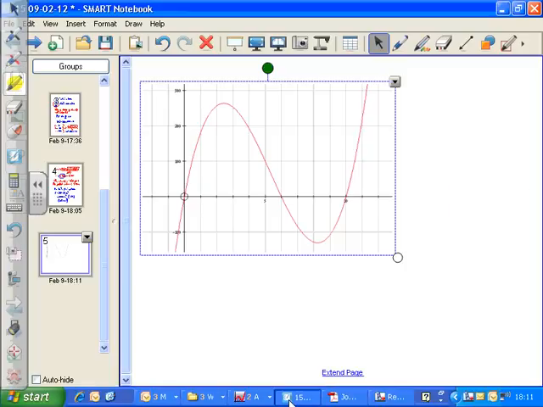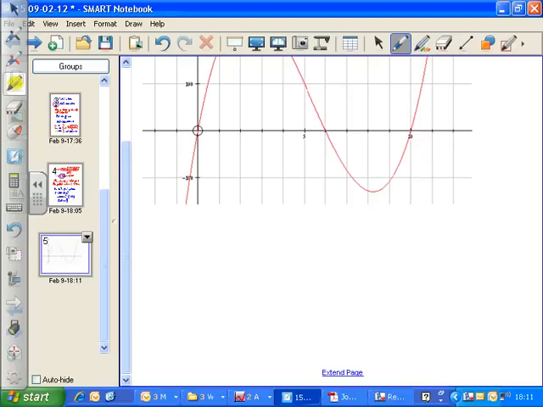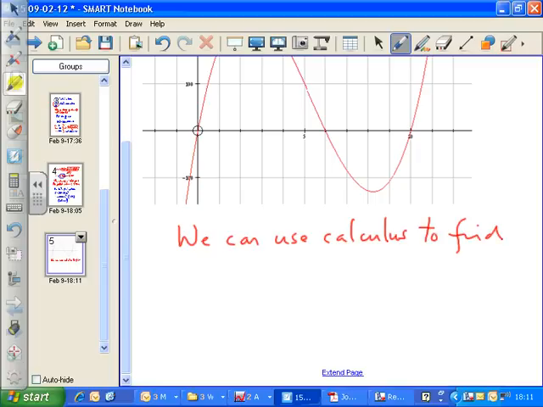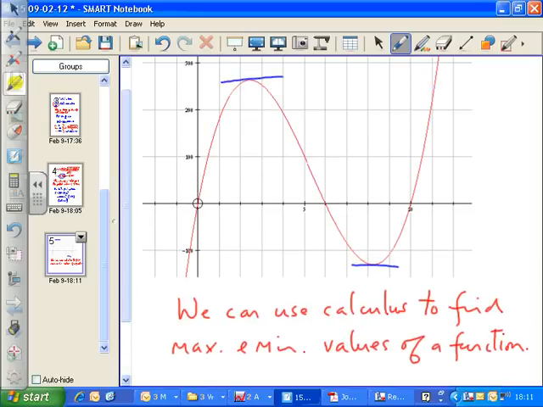So if we put that in our notes, we can use calculus to find maximum and minimum values of a function, because at those points the gradient is zero.